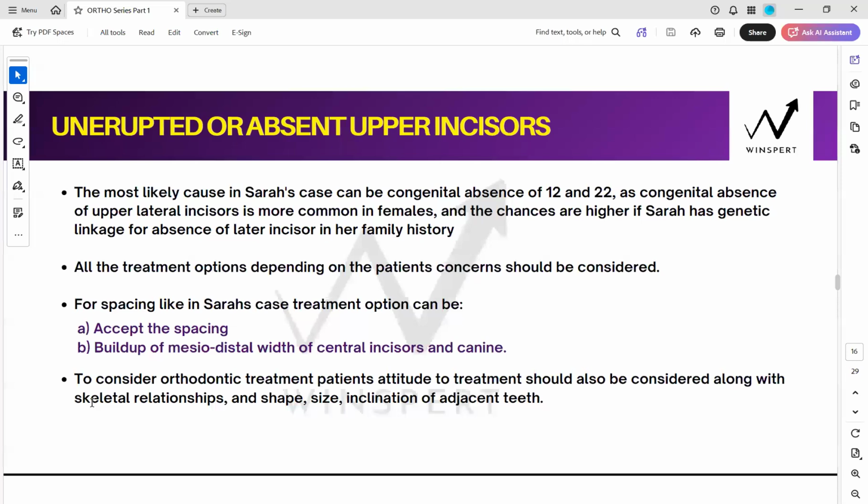Another possible treatment plan could be building up the mesiodistal width of the centrals and the mesiodistal width of the canines, right? For the build up, you can use composite, you can use veneering with porcelain, you can also use orthodontic space closure using fixed appliance therapy. That can be another possible option as well. And after space closure, another possible treatment choice can be opening up the space for replacement of the tooth. That also makes sense, or not?